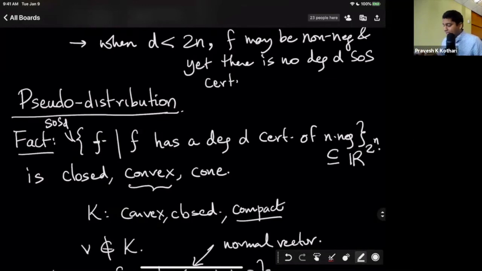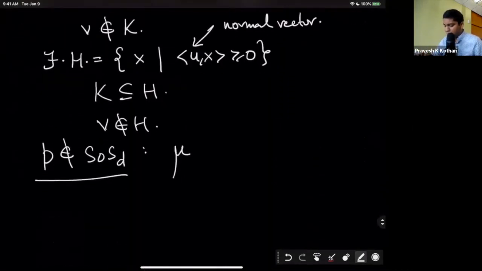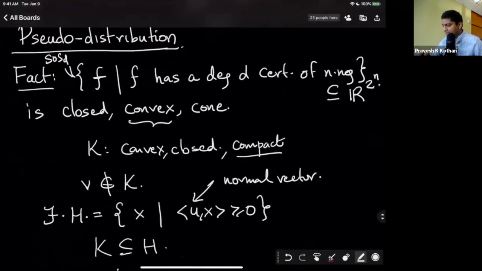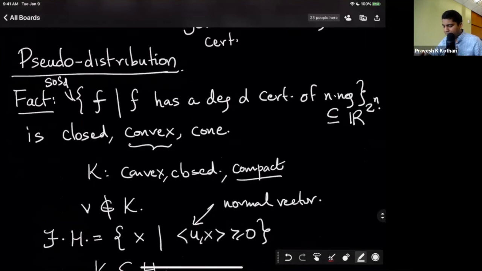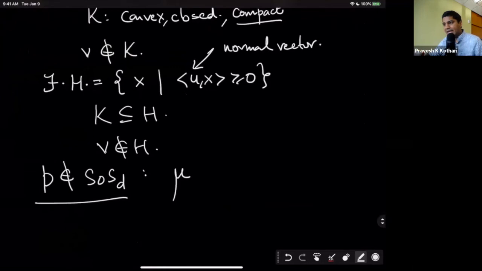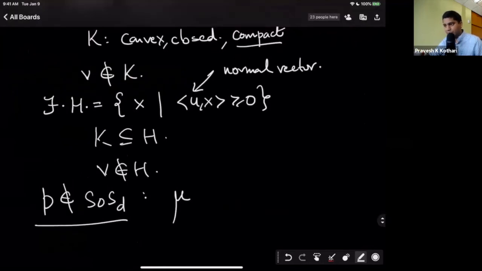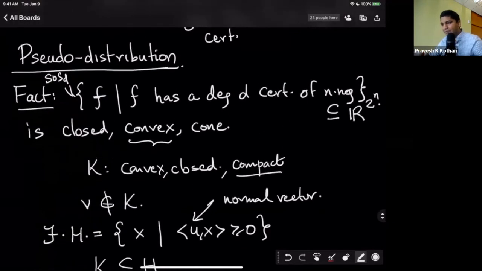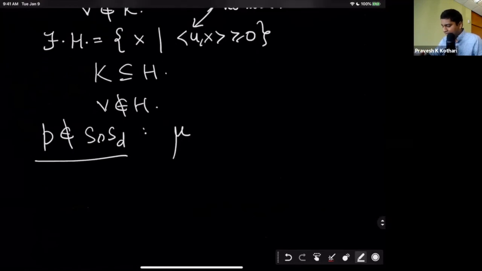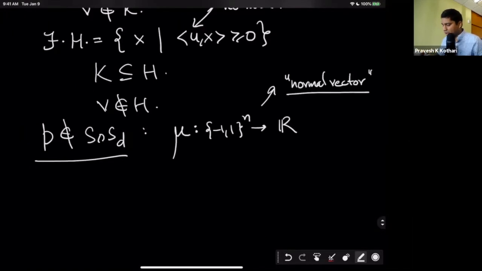Now what we are saying is that if some polynomial P does not live in this set, then because this set SOS_D is a closed convex cone, there must be a hyperplane that separates P from it. So the hyperplane must also live in the same space as F. In particular, I can think of it as a function on the hypercube. So we just saw that the normal vector can be thought of as a function on the hypercube itself.